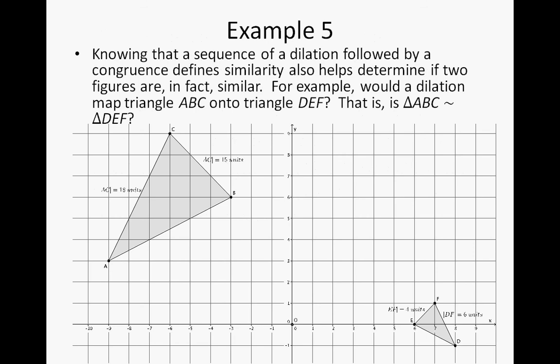All right, example 5. So again, sketch this out on your graph paper, knowing that a sequence of dilation followed by congruence defines similarity also helps determine if two figures are in fact similar. So the question is, is triangle ABC able to be mapped onto DEF? So do we have a similarity here?